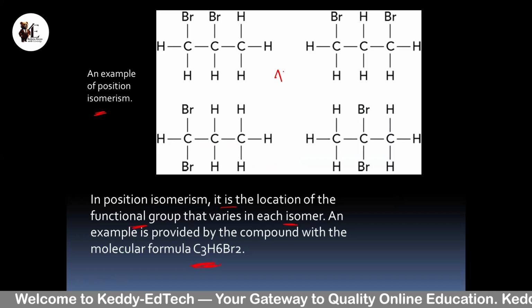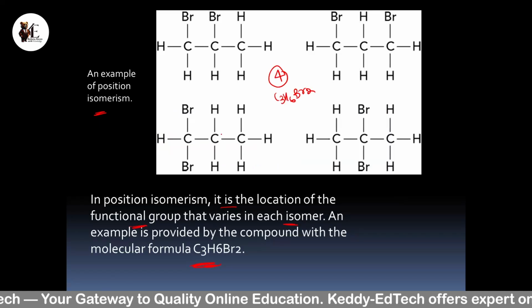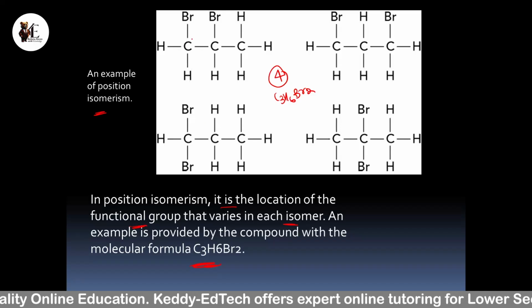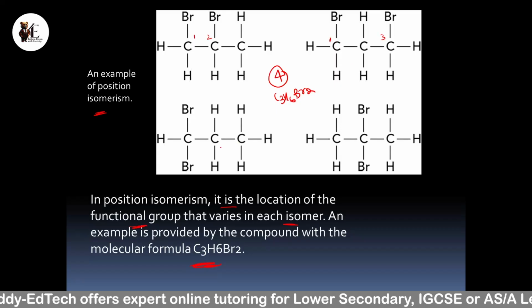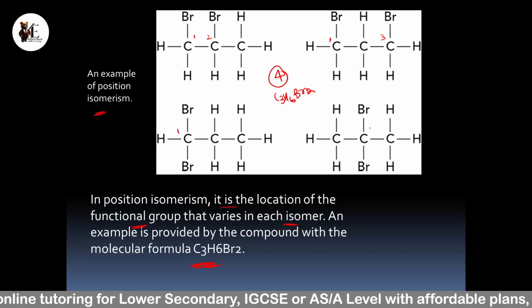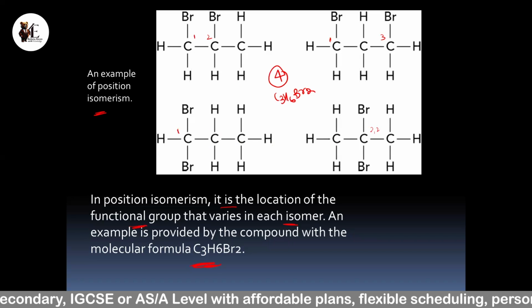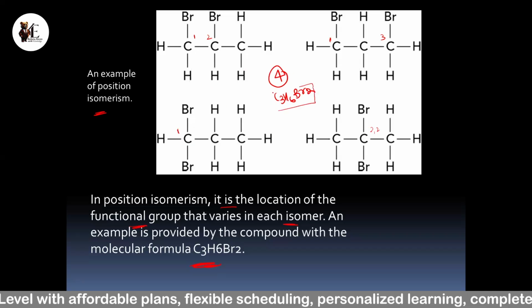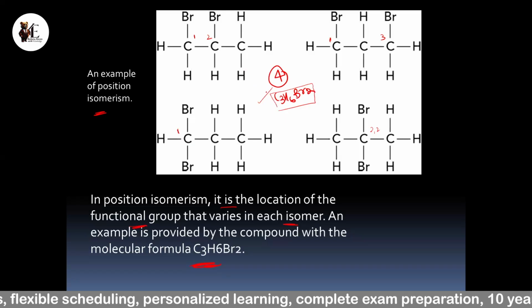So there are four isomers of this compound C3H6Br2. You can count in any of the compound. There are three carbon atoms, six hydrogen atoms, and two bromine atoms. In the first case, it is 1,2-dibromo. In the second case, it is 1,3-dibromo. In the third case, it is 1,1-dibromo, and in the fourth case, it is 2,2-dibromo. Right. So in this, we have four isomers of the compound C3H6Br2. If you can make another isomer, please let me know another isomer if there exists.